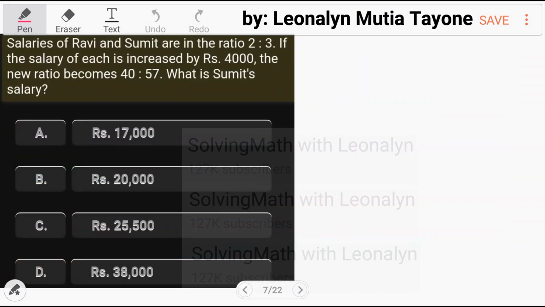Next, number 7. Basahin muna natin. Salaries of Ravi and Sumit, mga names ito na mga Indian names, are in the ratio of 2:3. If the salary of each is increased by 4,000, so plus 4,000. Isulat muna natin yung pangalan nila si Ravi at saka si Sumit.